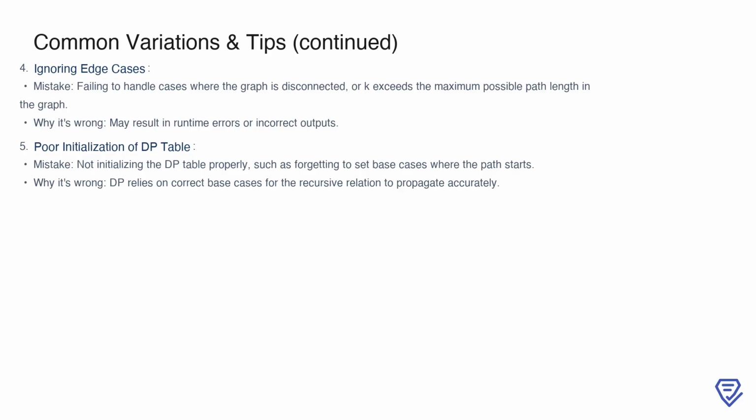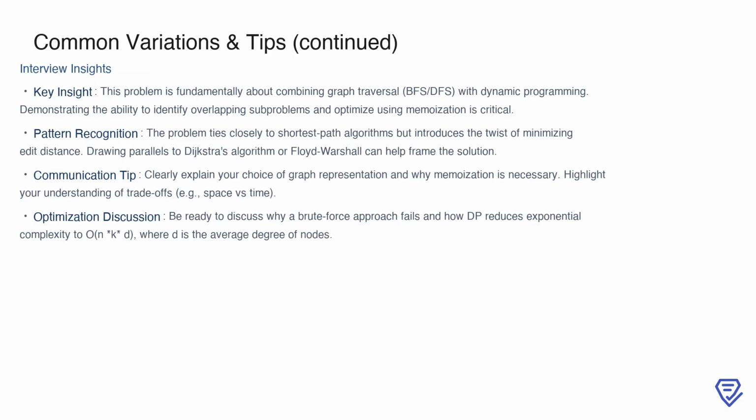Another common issue is poor initialization of the dynamic programming table. If you forget to set up the base cases where the path starts, the entire recursive relationship can break down. Since dynamic programming relies heavily on propagating accurate intermediate results, getting the initialization right is critical to solving the problem correctly. To excel in interviews with this problem, focus on the key insights.